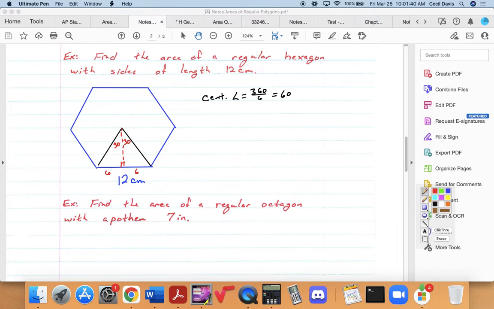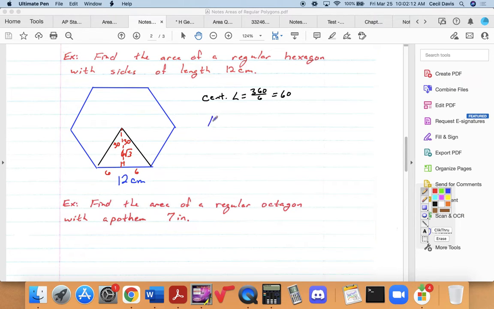So now, what kind of a triangle do I have? I've got a 30, 60, 90. And I've got that this side is 6. Which side is this side? Short leg, because it's across from the 30-degree angle. So to find the long leg, multiply by the square root of 3. So this would be 6 square roots of 3. So now I have everything that I need.